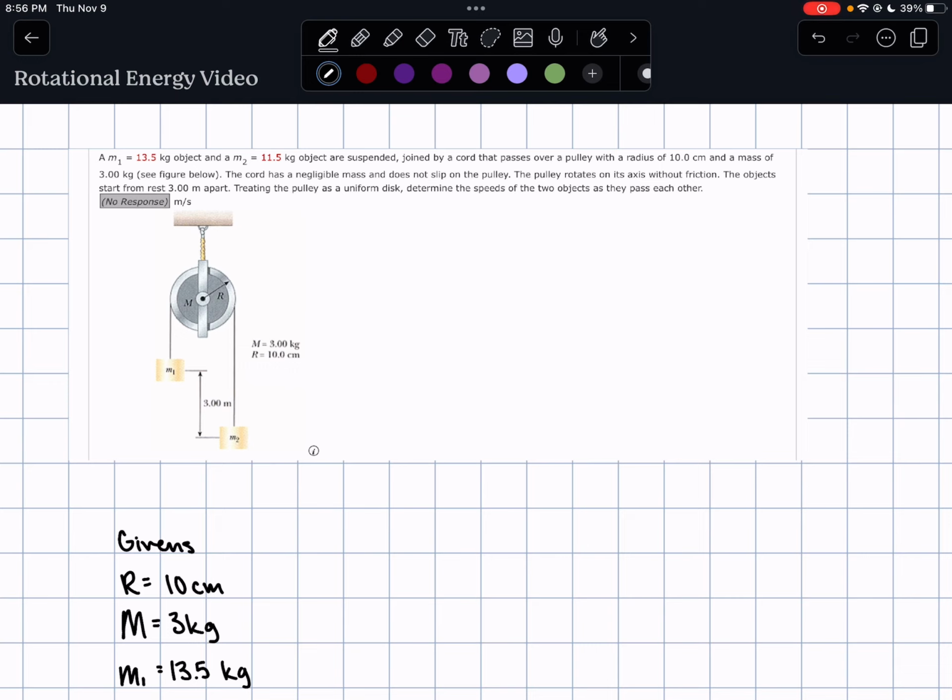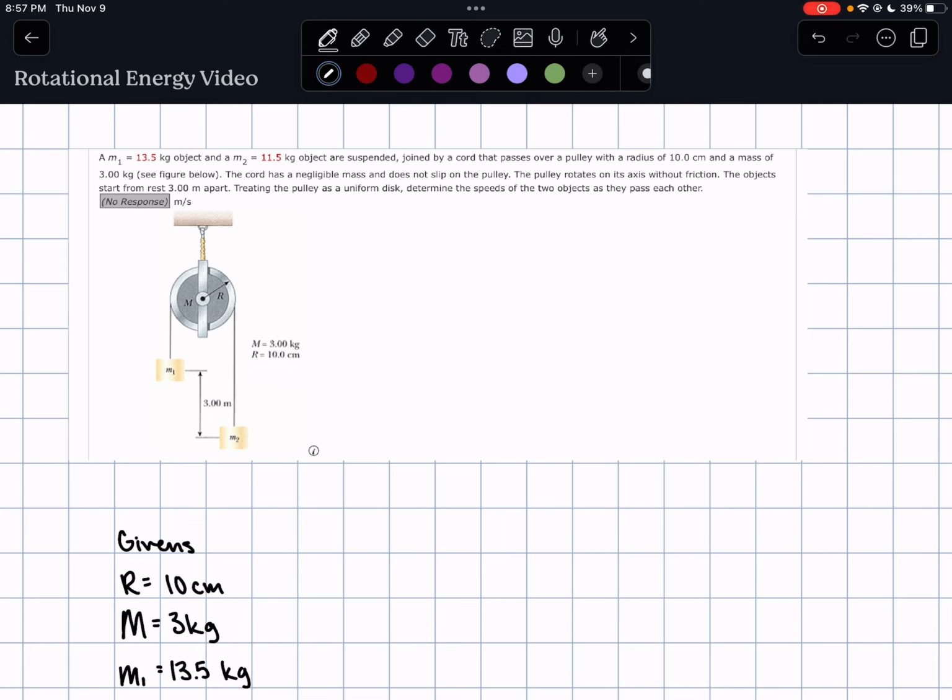A 13.5 kilogram object and an 11.5 kilogram object are suspended, joined by a cord that passes over a pulley with a radius of 10 centimeters and a mass of 3 kilograms. The cord has a negligible mass and does not slip on the pulley. The pulley rotates on its axis without friction. The objects start from rest 3 meters apart. Treating the pulley as a uniform disk, determine the speeds of the two objects as they pass each other.